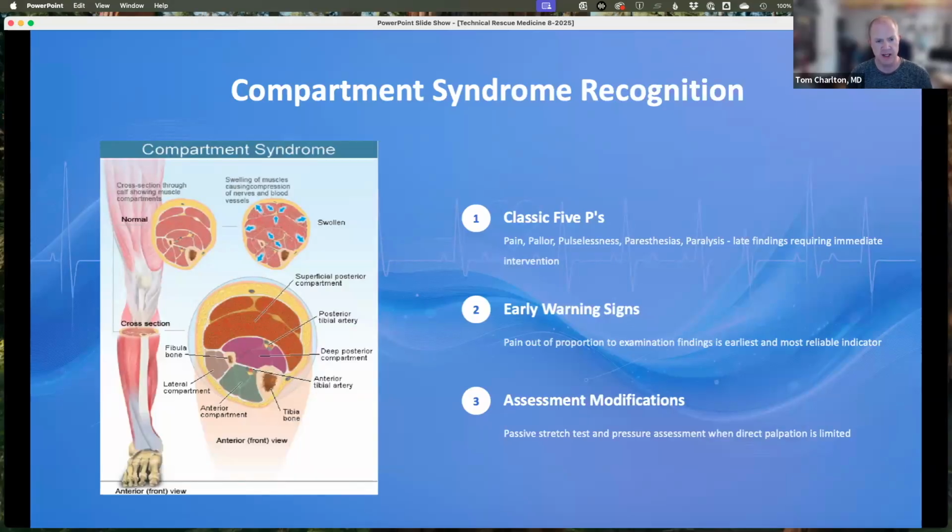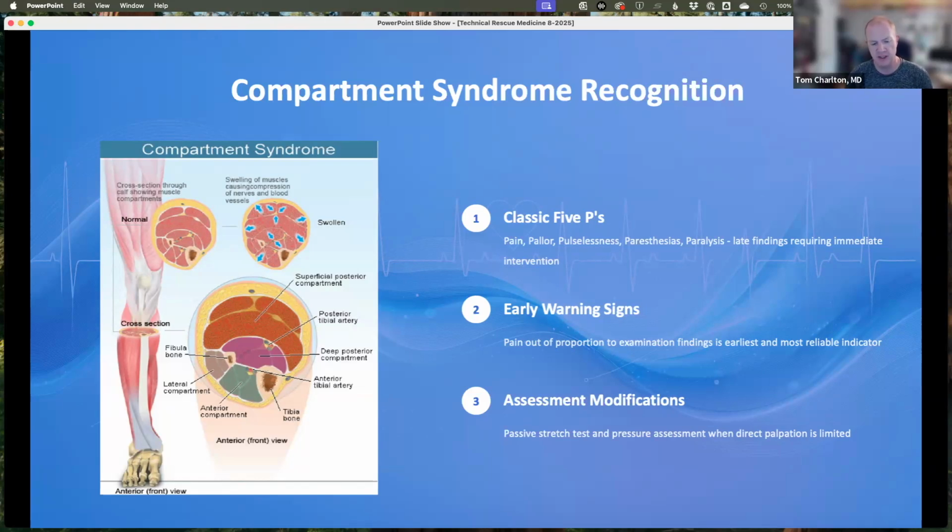There's not a whole lot that we're going to do for this in the field other than recognition and pain management. But alerting the hospital ahead of time that, hey, I think I've got somebody whose pain is way out of proportion. I'm concerned, given their mechanism, that they may have developed compartment syndrome. Please be prepared for that.